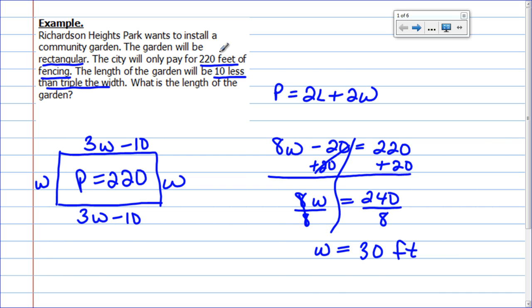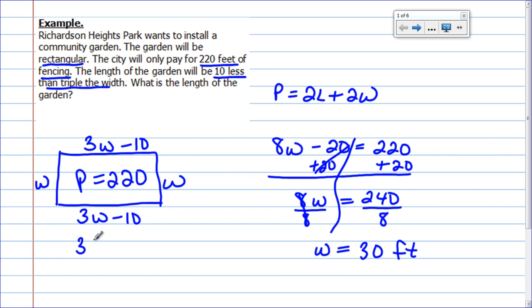But now I'm going to go back and reread the question. The last sentence of the question says, what is the length? Well, I just found the width. In order to find the length, I have to plug it back into this expression, the 3W minus 10, because it told me the length was 10 less than triple.